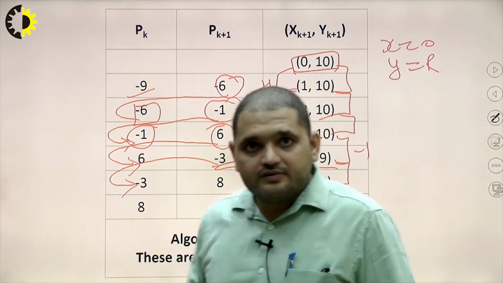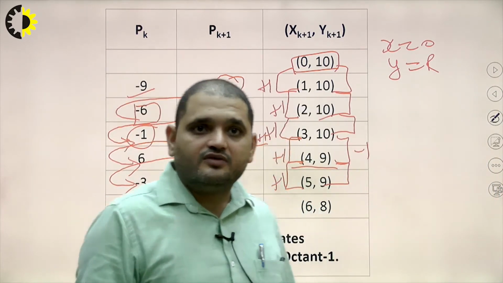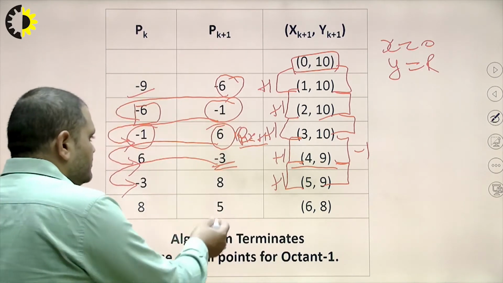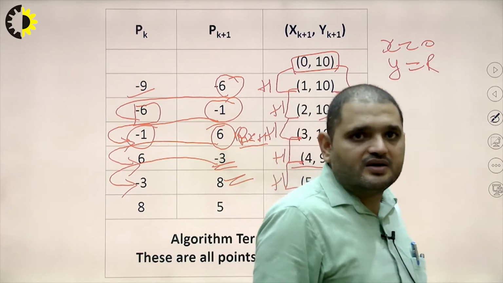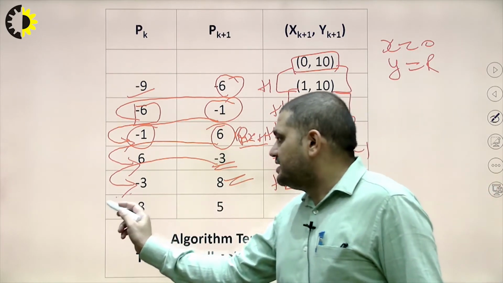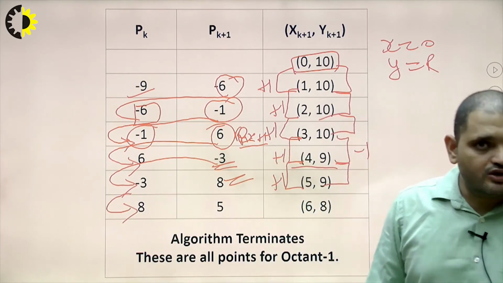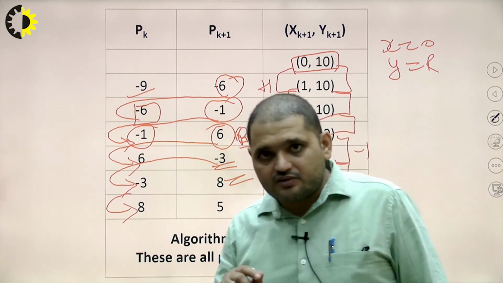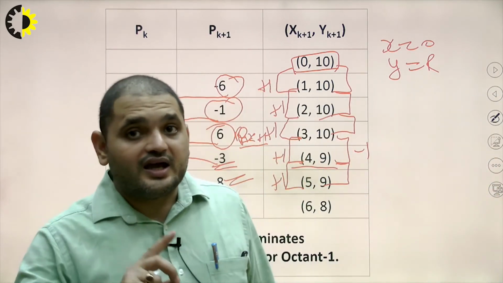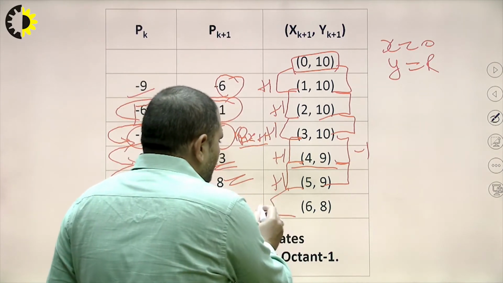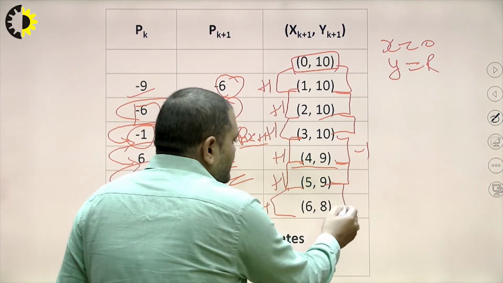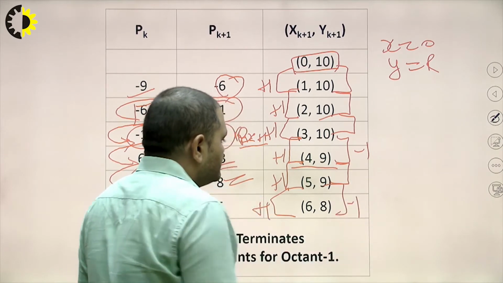Okay. Now again we will find the next decision parameter value with the help of this minus 3 pk value, and it comes out to be 8. So using 8 as the decision parameter for the next iteration, it means pk is greater than or equal to 0. In case pk is greater than or equal to 0, x will be incremented by 1 and y will be decremented by 1. So 6, 8.